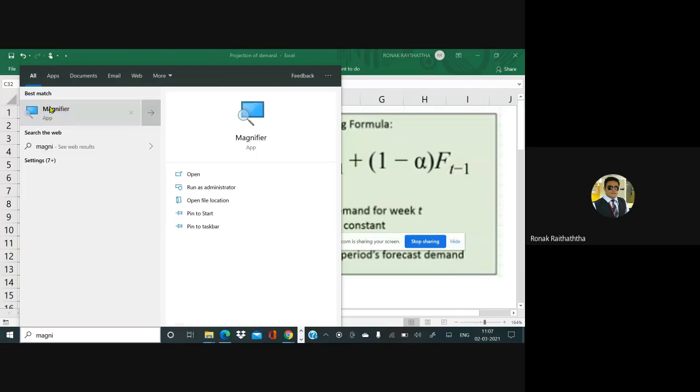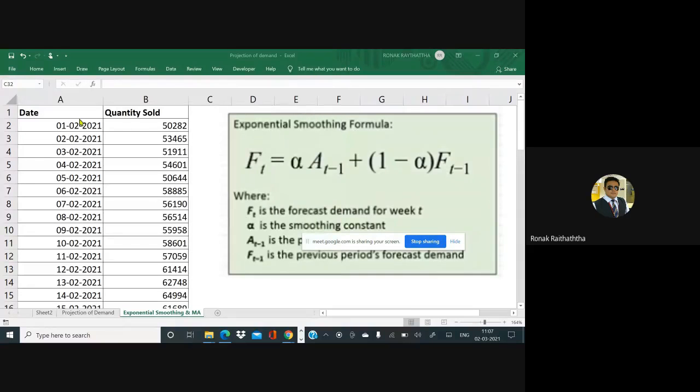Otherwise, some people would be like, "Sir, how will we see such small letters?" Where is the magnifier?